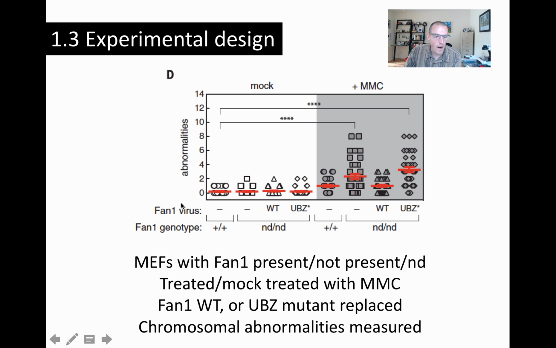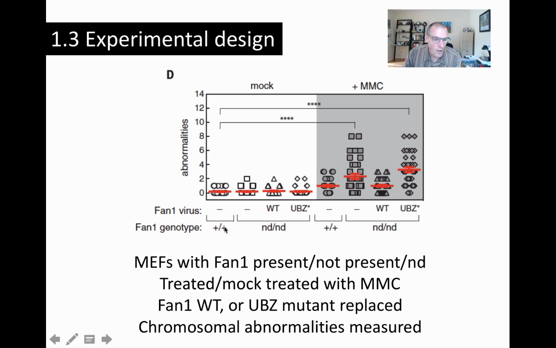What is this FAN1 virus business here? So in the last graph, I'd said they've got this genetic trick for adding the genes back in again. So they can add in the wild type gene, or they can add in this gene that's got the mutation in the UBZ domain. Remember, that's the domain which causes other proteins to associate with FAN1. So the way they're adding it back in is they make a virus which contains the FAN1 gene or the FAN1 mutant gene with the UBZ domain mutated. So that's how they're getting the FAN1 back in again.